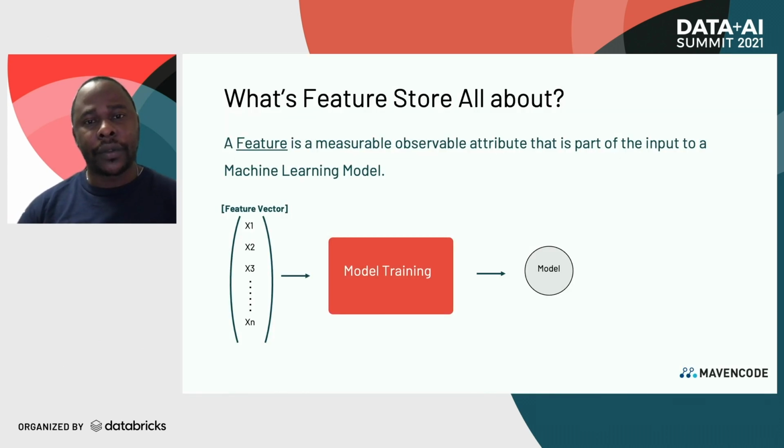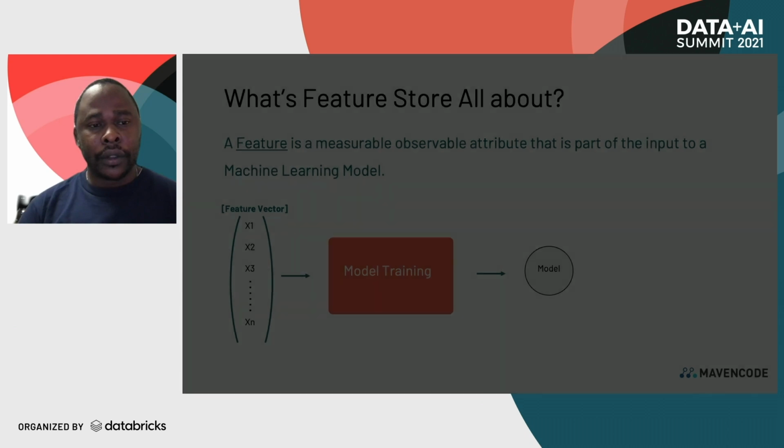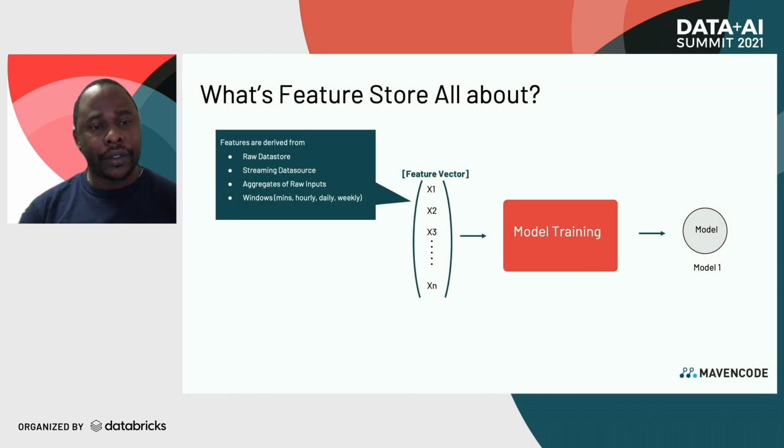So what's the feature store all about? A feature is a measurable, observable attribute that is part of an input to a machine learning model. Let's say you want to train a model, and before you train your model, you need some input. So you have the feature vector that represents all the attributes that go inside your model, I mean, your algorithm for model training, and over time, as more data comes in, you can have more and more features coming in for your model training. Features are derived from your raw data store. It could be, let's say, a user table.